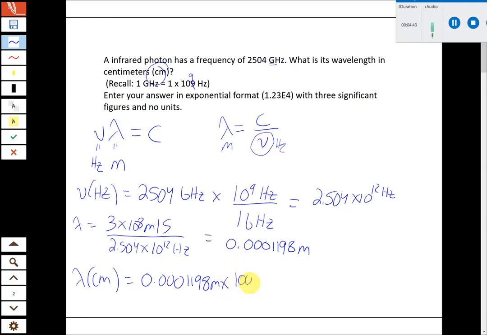And it's going to be 100 centimeters in 1 meter. So again, we have to make sure we know the conversion factors for the metric units, especially centimeters to meters is 100 to 1. And so we multiply that, we get 0.01 11.